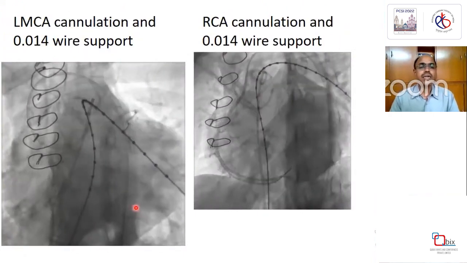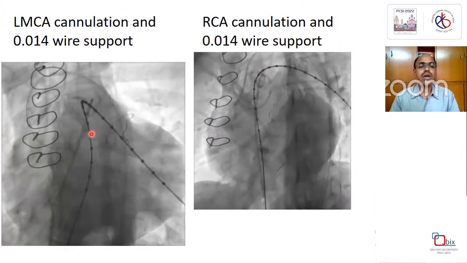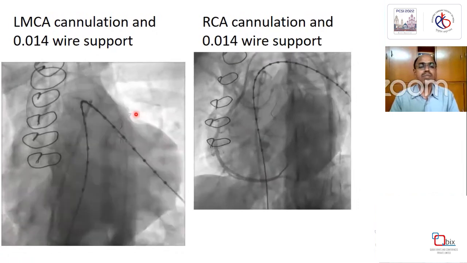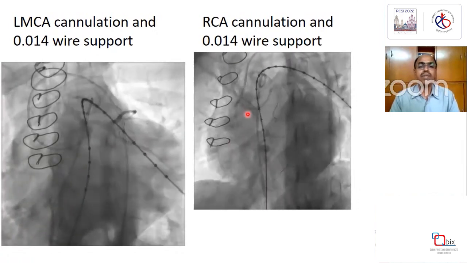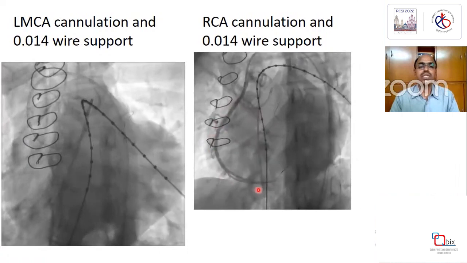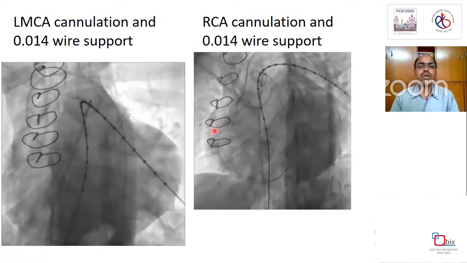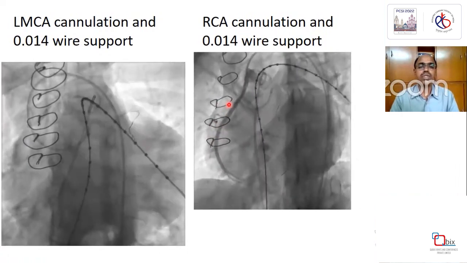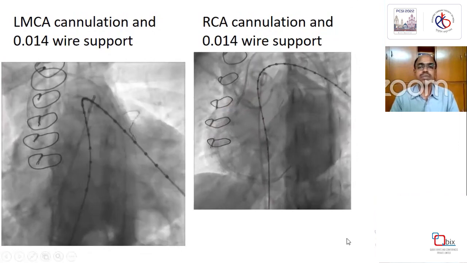LMCA was cannulated in the caudal projection and a guide wire was placed to secure it. Similarly, the right coronary artery catheter was also cannulated and a guide wire was placed to support the two catheters.